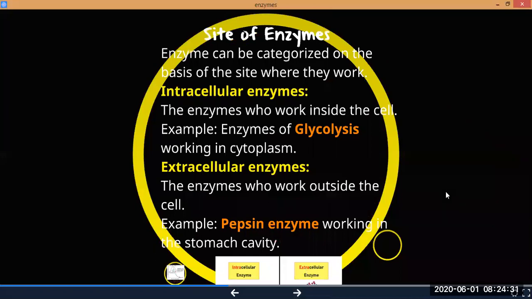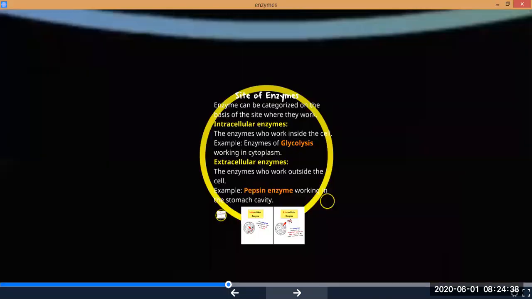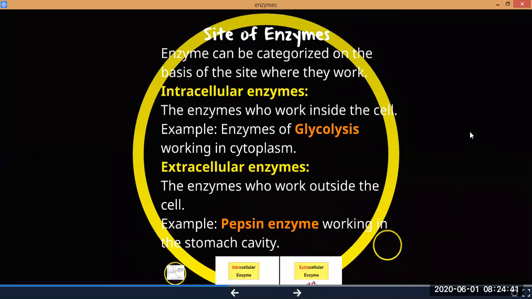So now, what happened? Site of enzymes. Okay, so now I'm going to talk about site of enzymes. By this I mean there are different places of enzymes. Some of the enzymes are within the cell. Some of the enzymes are working outside the cell, into the extracellular space, outside the cell space.